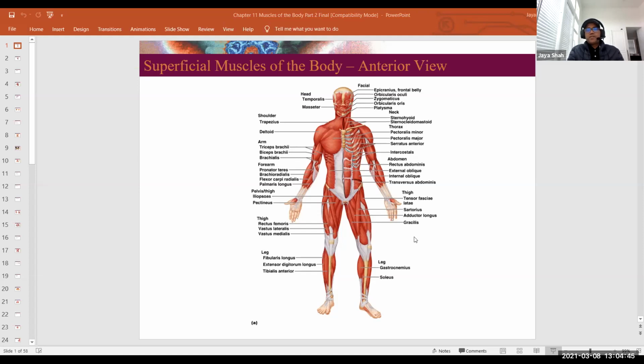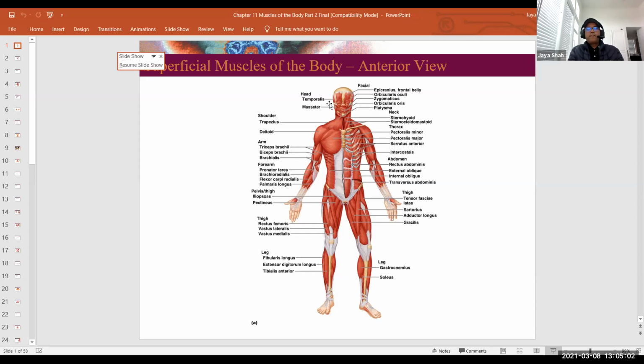So here, this is the some of the muscles in this diagram. Let's start with the head region. What are the muscles in the head region?